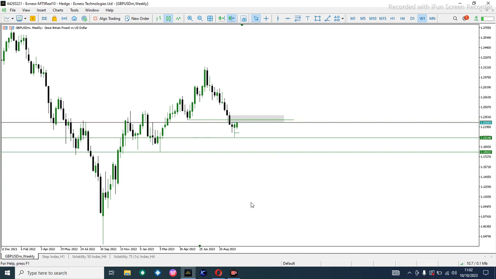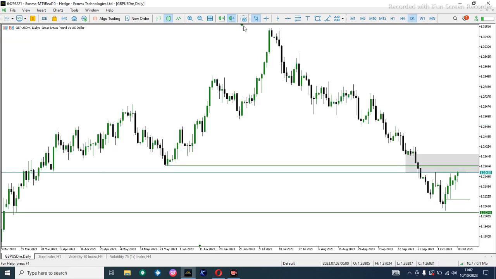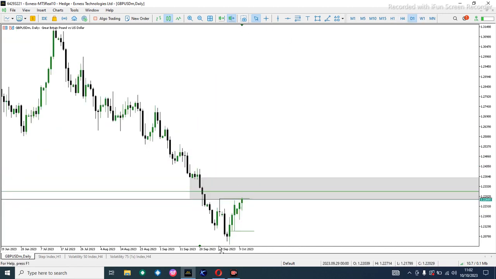So first of all, we go to the weekly time frame for the overall market trend. Now you see this reversal that we have here. Initially I was expecting this reversal to occur when price hits this low here, because that was where I was actually expecting this reversal to occur. But going down to the daily, this was what happened.